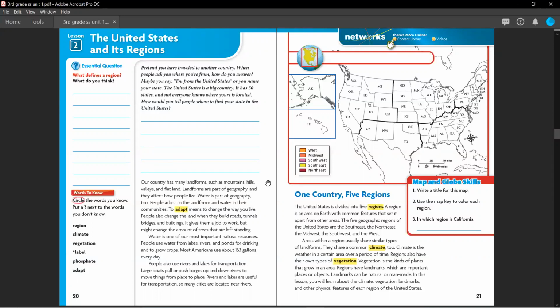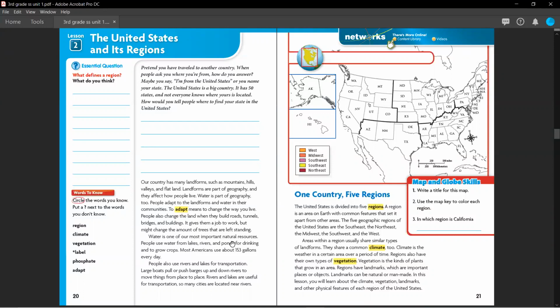Our country has many landforms such as mountains, hills, valleys, and flatland. Landforms are part of geography and they affect how people live. Water is a part of geography too. People adapt to the landform and water in their communities. To adapt means to change the way that you live. People change the way they build roads, tunnels, bridges, and buildings. It gives them a job to work, but it might change the amount of trees that are left standing.